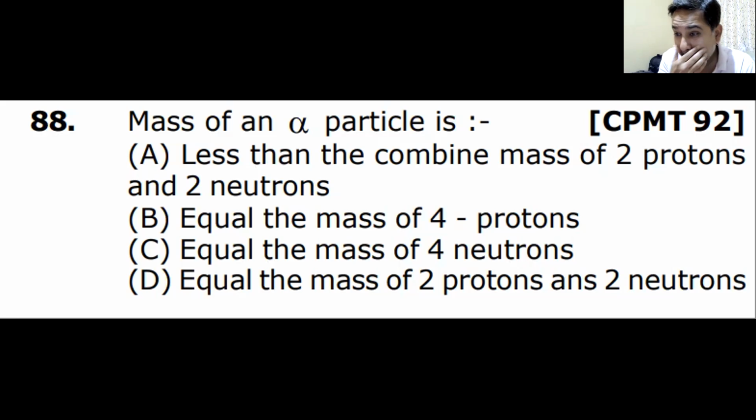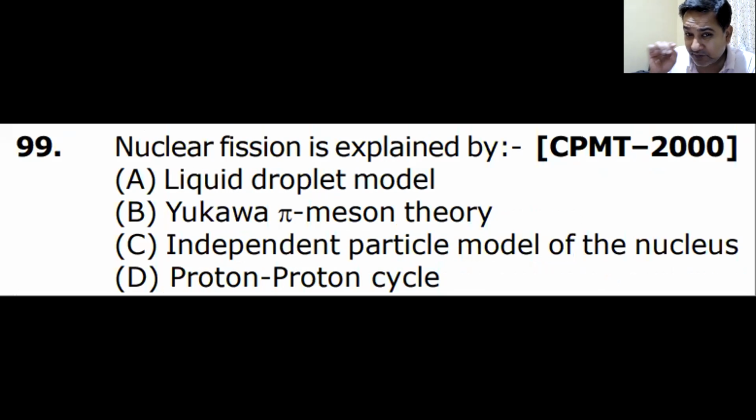You got it, sir? Mass of an alpha particle is... An alpha particle has 4 nucleons, 2 protons, and 2 neutrons. Less than. Answer A. We understand that, sir. Then again, see, whatever we have discussed in the class, same questions have come. Nuclear fission is explained by liquid drop model. So the name is important. Do you understand the importance of knowing the fact? That is why we have done this. So there is a reason why we do everything. Yes or no?